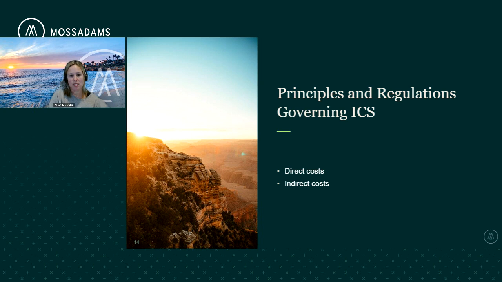So some of the principles and regulations governing the incurred cost submission, direct costs and indirect costs, that's really sort of the whole point of this exercise. So FAR 31.202 gives the definition of direct costs. Specifically, they're costs that can be identified to a particular contract or a cost objective, really costs that are incurred directly for the performance of a specific contract.